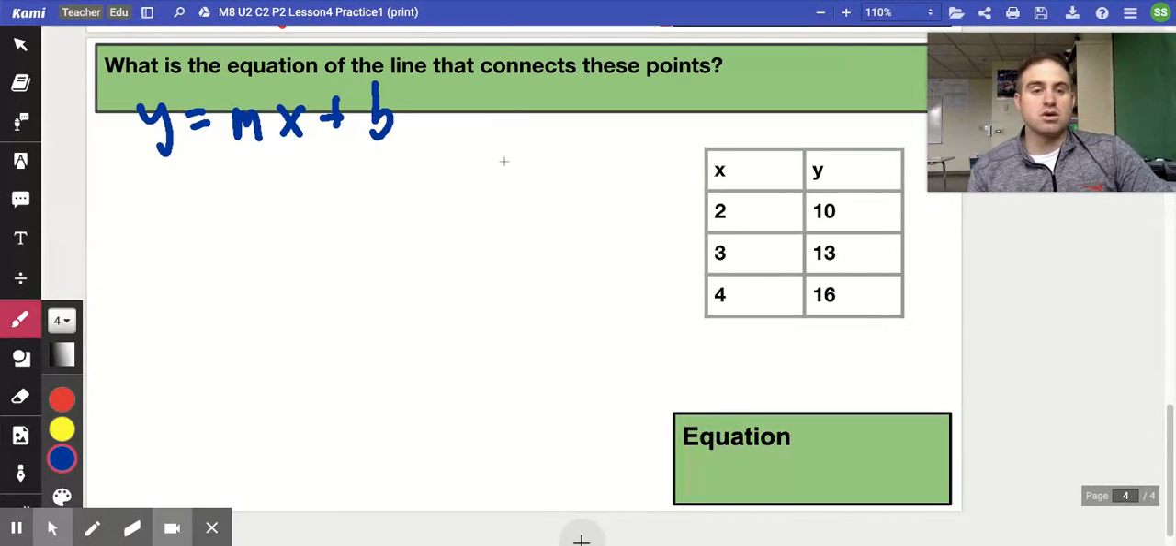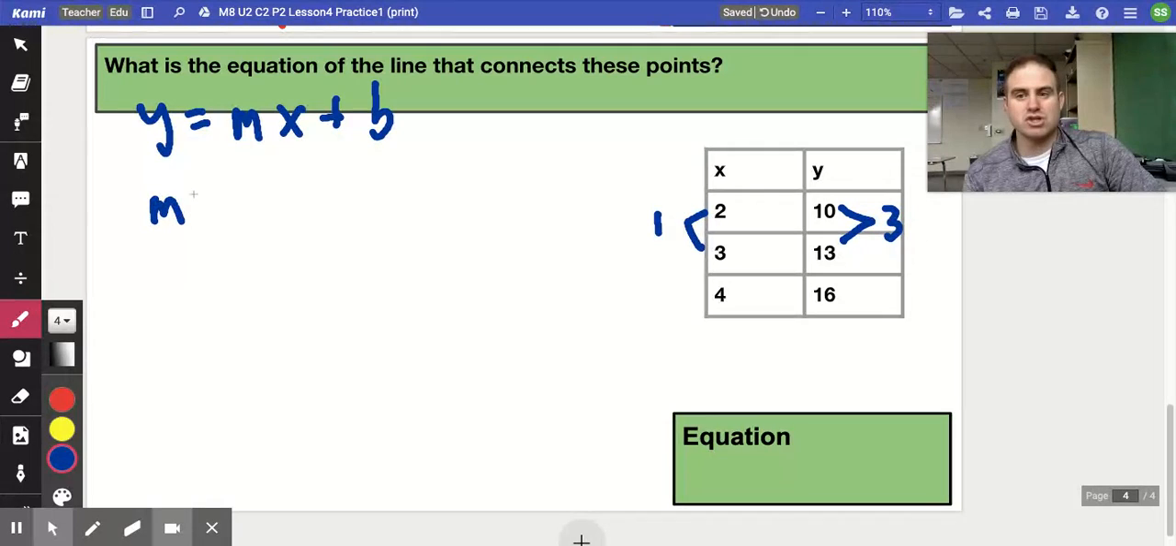We have been using the slope formula to find both of these. So let's go ahead and find the slope first. So change in y, 13 minus 10 is 3. Change in x, 3 minus 2 is 1. So our slope m is always going to be change in y divided by change in x. So how much is y changing in comparison to how much x is changing? So in this case, 3 over 1 is equal to 3.